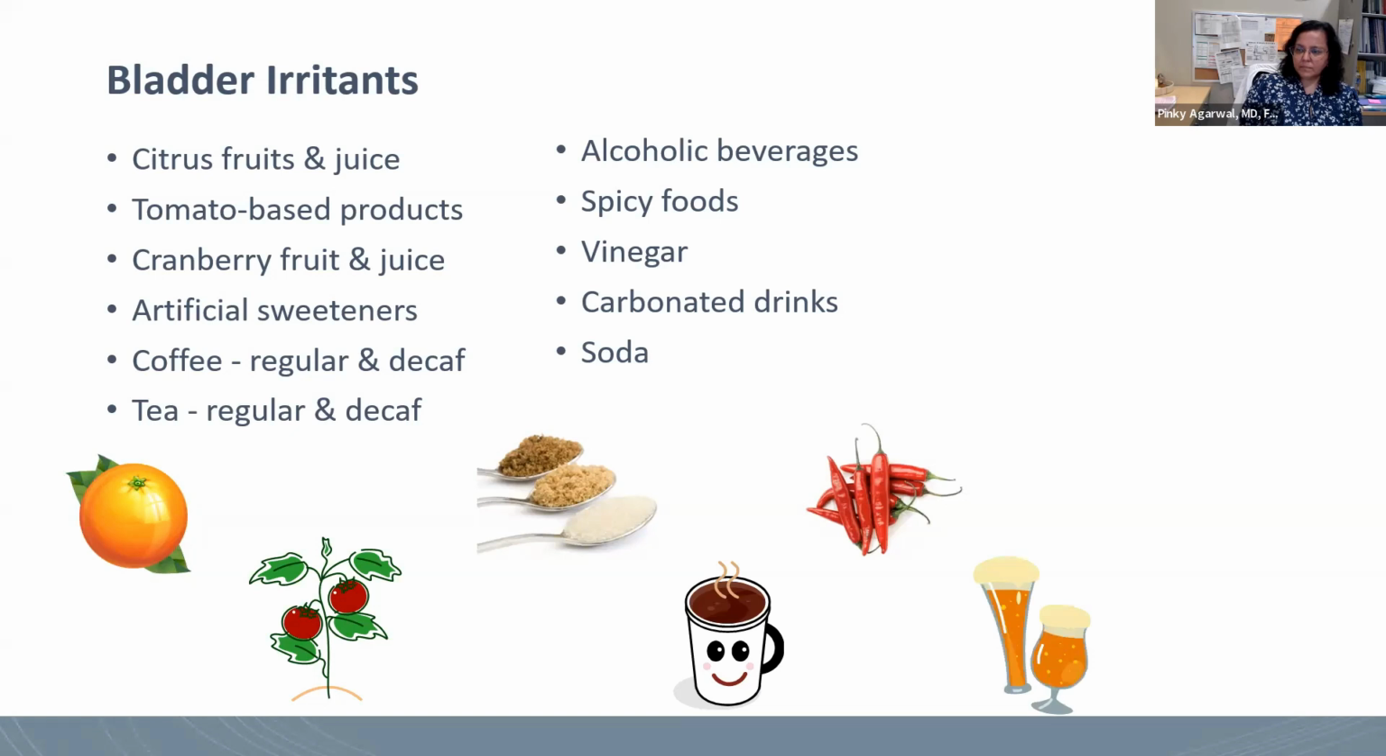Carbonated drinks, really anything with bubbles, can irritate the bladder as well. For all of these reasons, diet soda and regular soda are particularly strong bladder irritants. Diet soda has artificial sweeteners, carbonation, caffeine, and artificial colors and flavoring that can irritate the bladder over time.